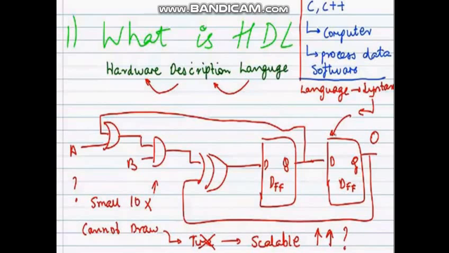As we know, there are different languages like C, C++, computer languages for processing data and software, and each language requires a certain type of syntax. If you code some sentence, that sentence should be in a particular syntax. Syntax means it should be in a particular pattern, or a particular way to write that program.